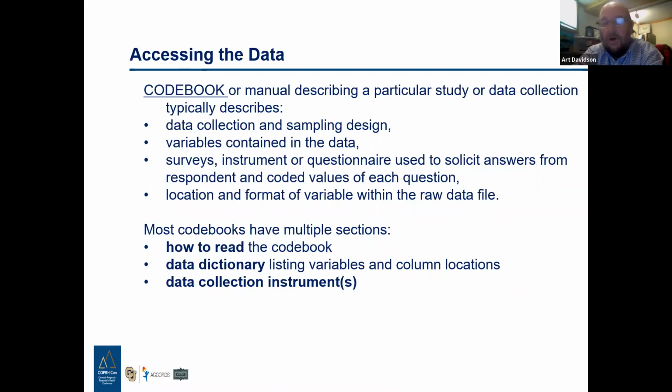It usually talks about how data were collected, the sampling design, the variables contained in that data set, any surveys or instruments or questionnaires used to solicit the answers from respondents so you can see exactly what question was asked, and the format of the variable or its location as it's stored in the raw data file. Most codebooks also have a section on how to read it, what a data dictionary is, and what those instruments are, as I just mentioned.